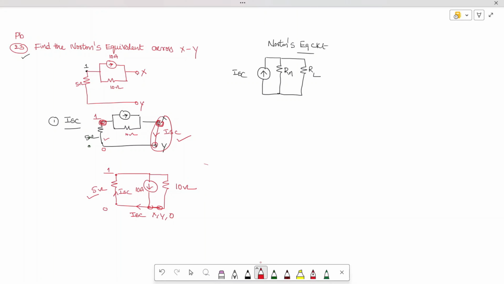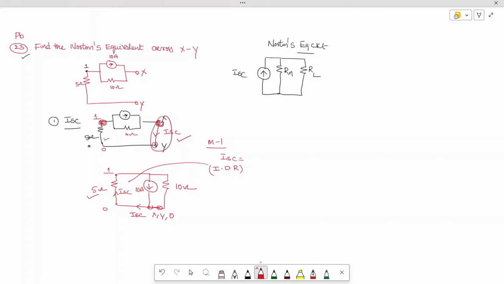I can find current in any branch. Let's try to do it by method 1. I can find current in any branch by using a method called the current division rule. Many problems are solved on current division rule in our channel. Just check them out. I will leave a link in the card also. You can check it out there.